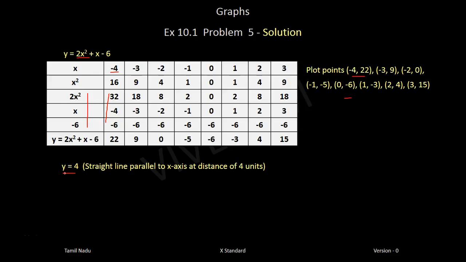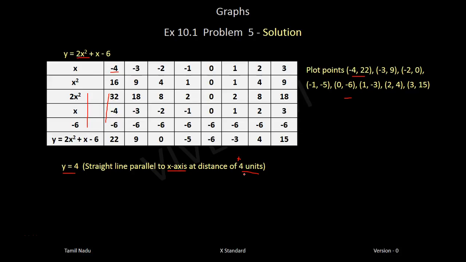What is the next one? Y equal to 4. You don't need to form any table because y equal to 4 is a straight line parallel to the x-axis at a distance of 4 units. Actually plus 4 units. It's not just 4, because 4 units means you can put it on the negative side also, right? So it is plus 4 units, which means it's above the x-axis.